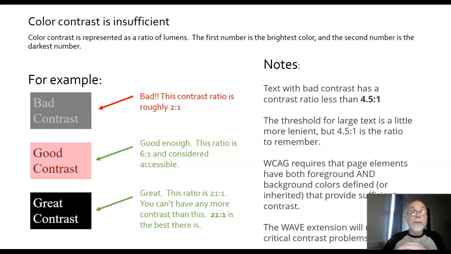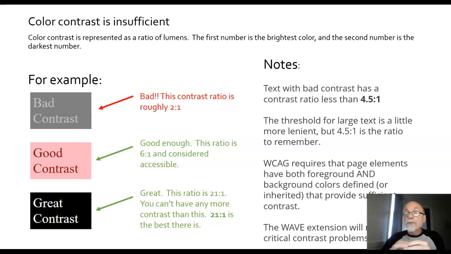So the first number is the brightest color, and the second number is the darkest. The color contrast ratios are always expressed as something to one, where the one is the darkest color and the first value is the brightest color. So text with bad contrast has a contrast ratio less than 4.5 to 1. That is the most universal thing I can say about that.